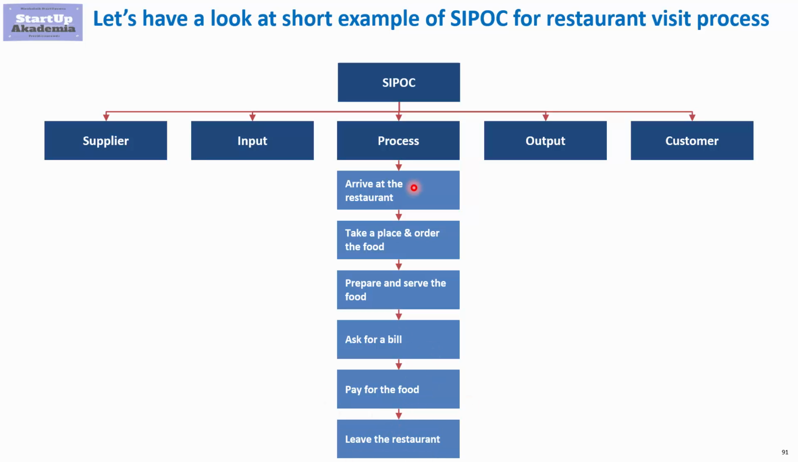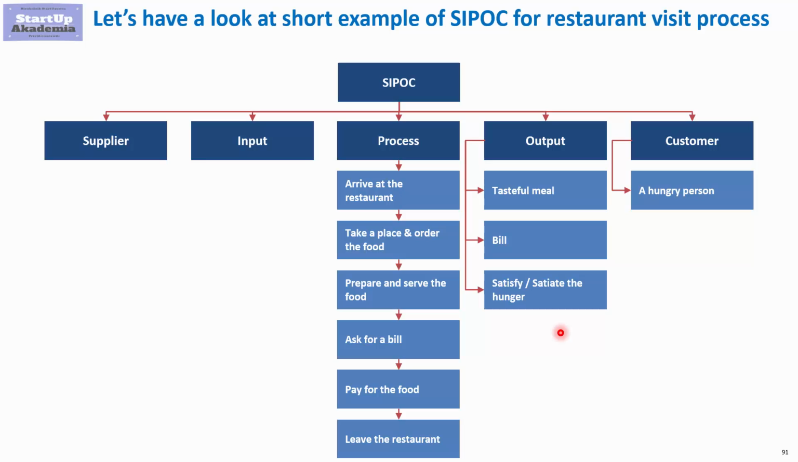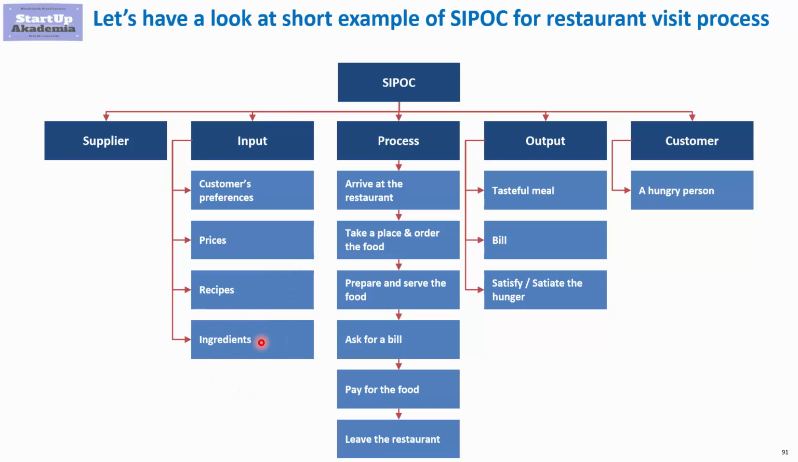Now, in terms of output, we could have tasteful meal, the bill, which is a byproduct of the whole operation. And obviously, probably the most important one is to satisfy the hunger. Now, the customer here is a hungry person. And now let's look at the inputs. So to perform the process described here, we need customers' preferences, prices, so he can choose from the product, recipes, ingredients, and obviously some cooking skills. You can also talk about man hours of people working in the kitchen and the waiter.